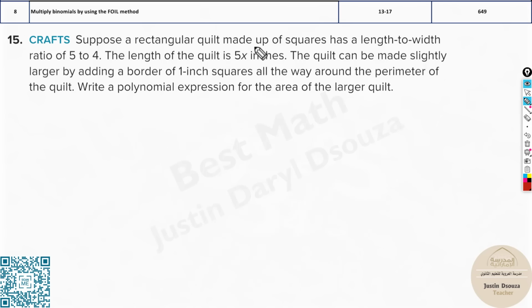Suppose a rectangular quilt is made up of squares and has a length to width ratio. So now length to width ratio is 5:4. The length of the quilt is 5x. The quilt can be made slightly larger by adding a border of 1 inch square all the way around the perimeter. Okay, this is very important.